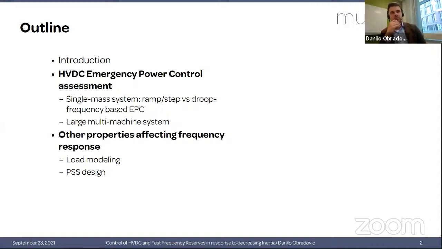And then in the second part, I'm going to slide away a bit from HVDC and talk about other properties affecting frequency response, such as load modeling and PSS design, which is part of some current work. And it might also be important for this frequency control.